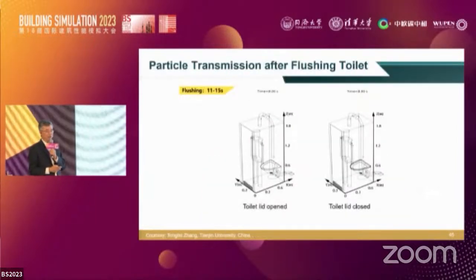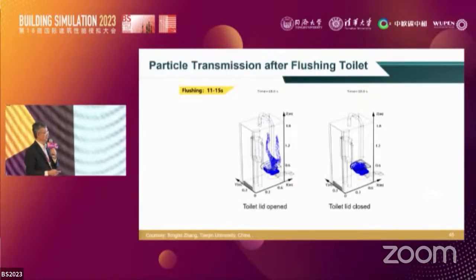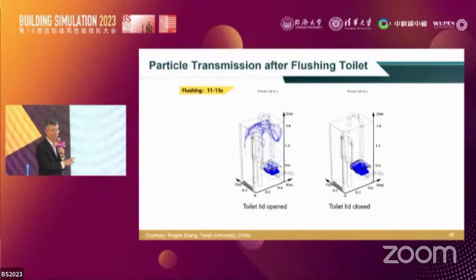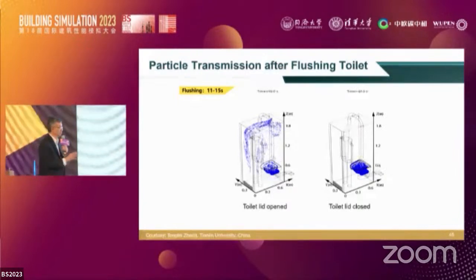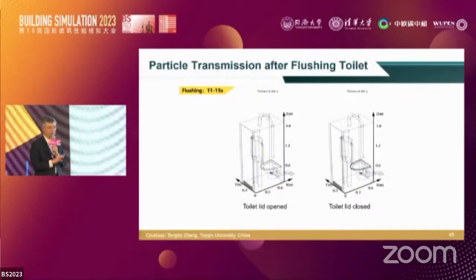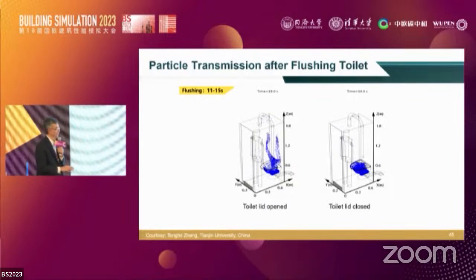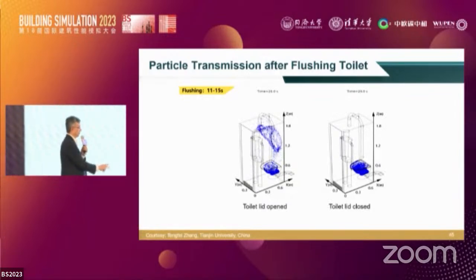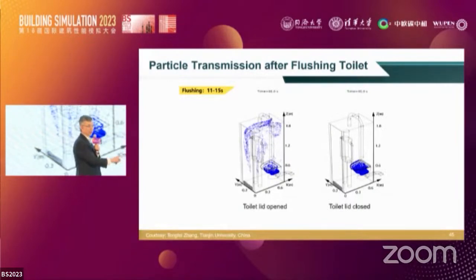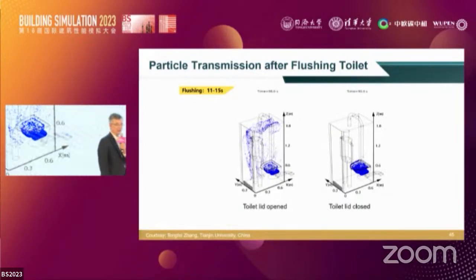But one more thing I wanted to emphasize, this is research by my former student, Tim Fei, on the airplane toilet. Now a lot of health organizations tell you, when you flush the toilet, close the toilet lid. And these are just two scenarios, one with the lid open, another with the lid closed. The particle transmission is very different.